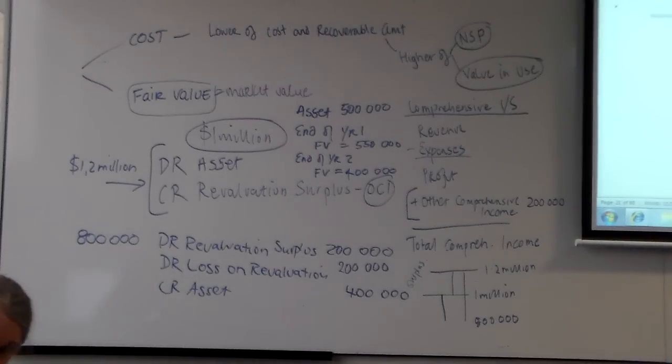The asset was purchased for 500. End of year 1, its fair value is 550. End of year 2, its fair value is 400.